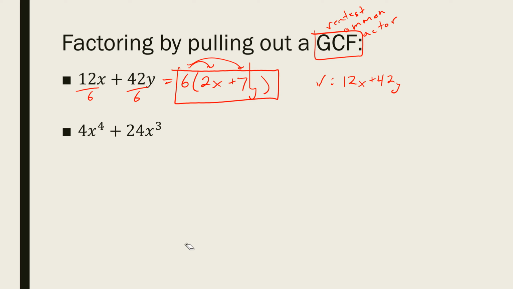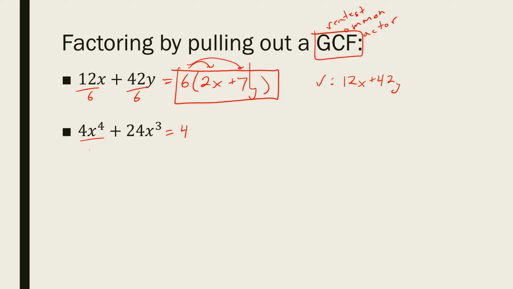So here, I need to figure out the GCF. So let's figure out the GCF of the numbers. And I think clearly here 4 is the biggest number that I can divide out of both 4 and 24. But let's think about the variables, because this one is one where the GCF actually does involve a variable. I need to think about what is the most number of variables that I can pull out of both terms. So let's think about this.